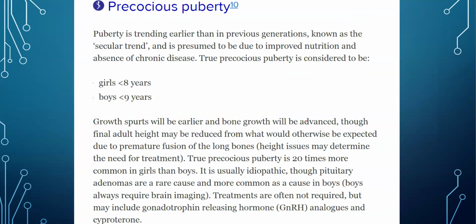What about getting puberty faster than usual? If a girl gets puberty before the age of 8, or a boy before the age of 9, that's called precocious puberty. Okay, which means their growth spurt will be earlier and their bone growth will be advanced. So in this patient, bone age will be more than chronological age.